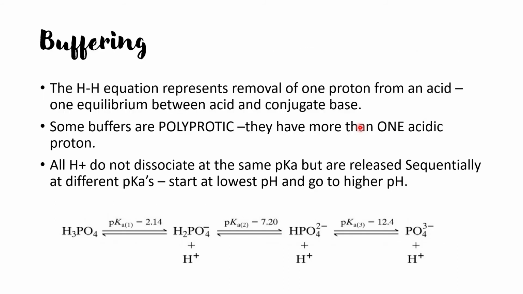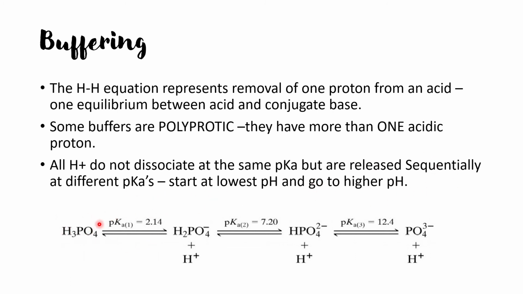Some buffers are polyprotic in nature and have more than one acidic proton. The Henderson-Hasselbalch equation only represents the removal of one proton from an acid and the equilibrium between an acid and a conjugate base. But in a polyprotic acid, all of the protons do not dissociate at the same pKa, but are released sequentially at different pKa's.